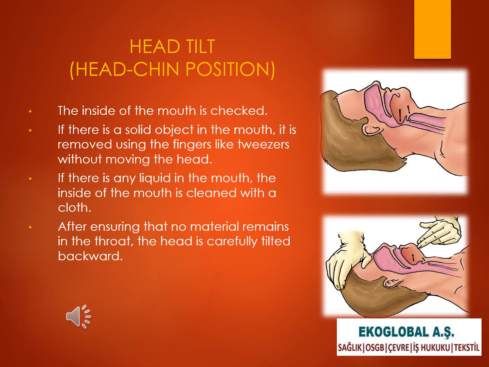Here is how you do it. The inside of the mouth is checked. If there is a solid object in the mouth, it is removed using the fingers like tweezers without moving the head. If there is any liquid in the mouth, the inside of the mouth is cleaned with a cloth. After ensuring that no material remains in the throat, the head is carefully tilted backward.